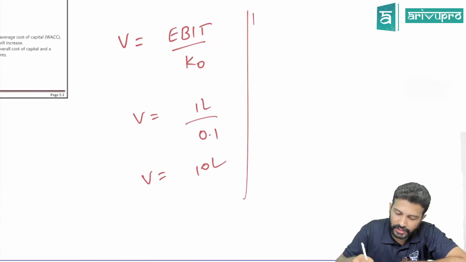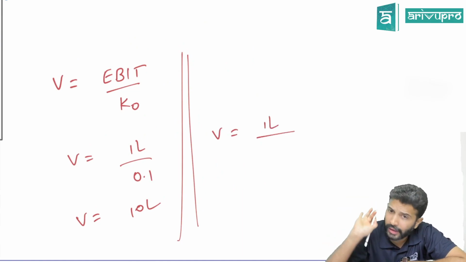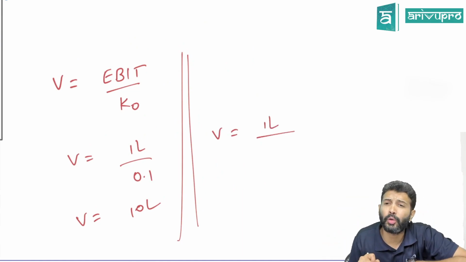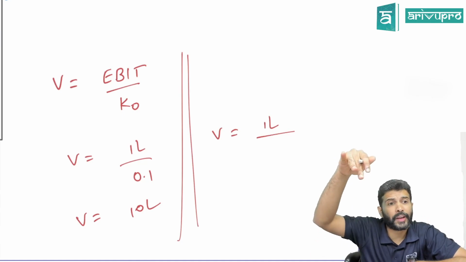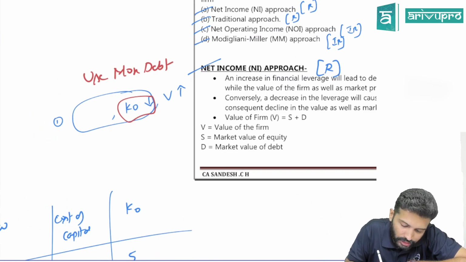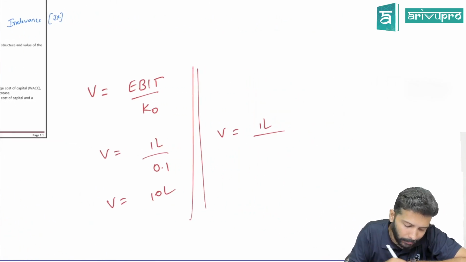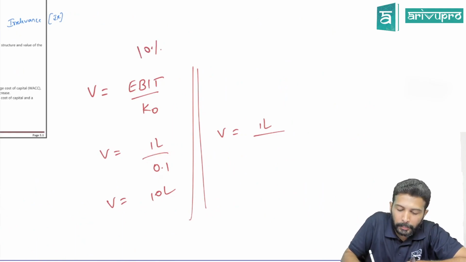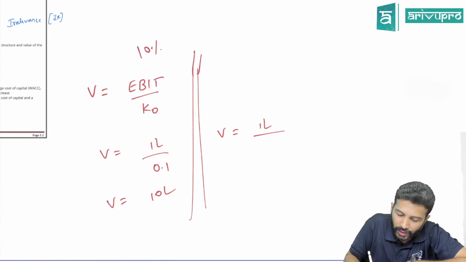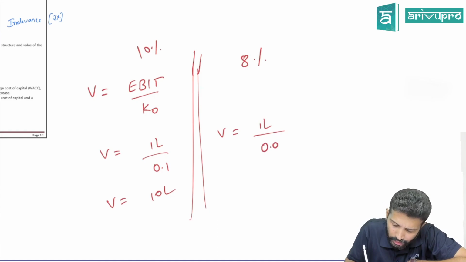Let's modify this data. Let's say EBIT is still 1 lakh. What is the equation we are trying to prove? If cost of capital reduces, then the value of the firm will increase. So initially I took cost of capital how much? 10%. Yes, no? That is your 0.1. Now I have to increase or reduce? Reduce. Let's say I'll make it as 8%. Just a reduction. That means the denominator will be 0.08.